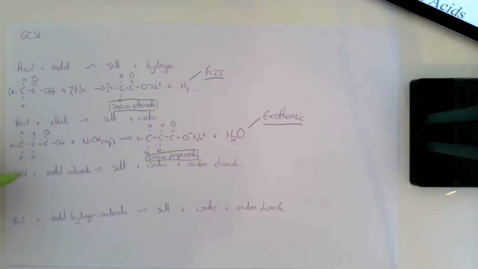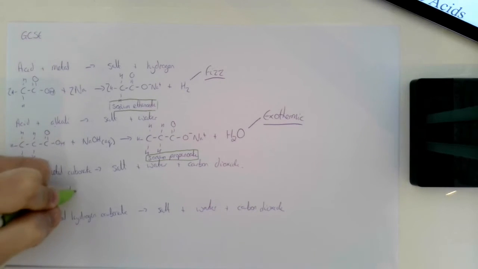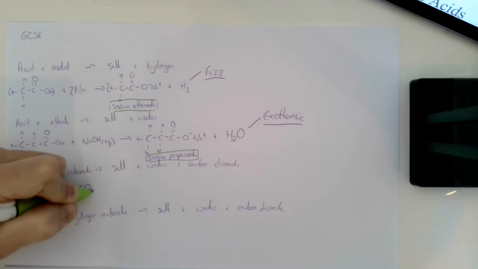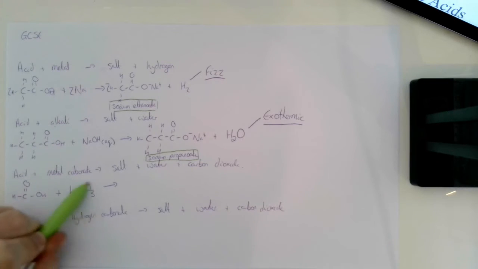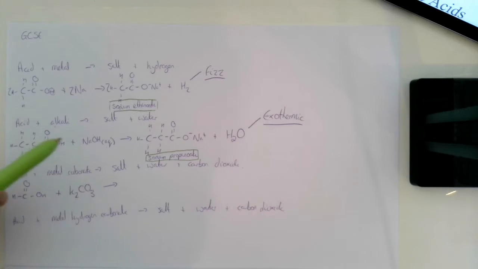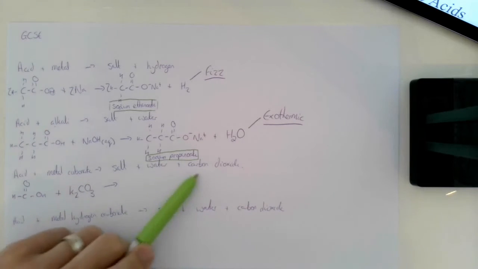Acid and a metal carbonate, so if I go, let's do methanoic acid, so just one carbon long methanoic acid. Let's do something other than sodium this time, so let's do potassium carbonate. So acid, methanoic acid, plus potassium carbonate, which is a metal carbonate. The clue is the fact that it's got a carbonate in it, it's going to make salt, water and carbon dioxide.